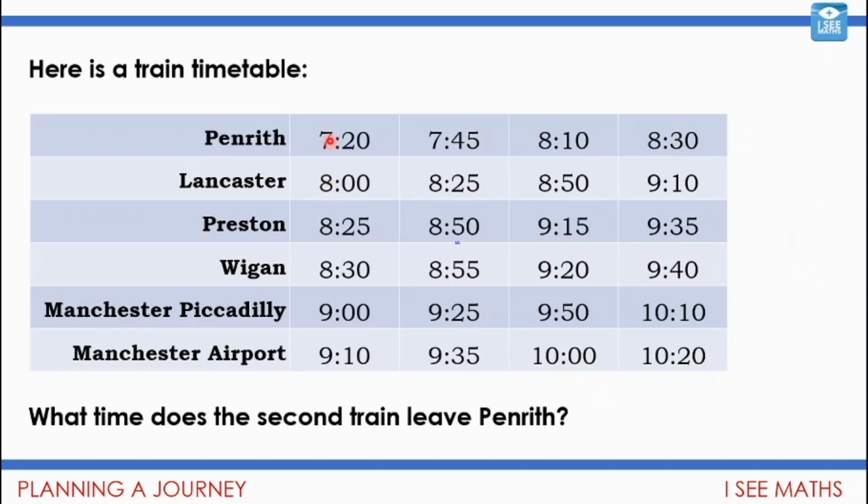Okay, so we have a look. So this is the first train. So the second train from Penrith is at 7:45.